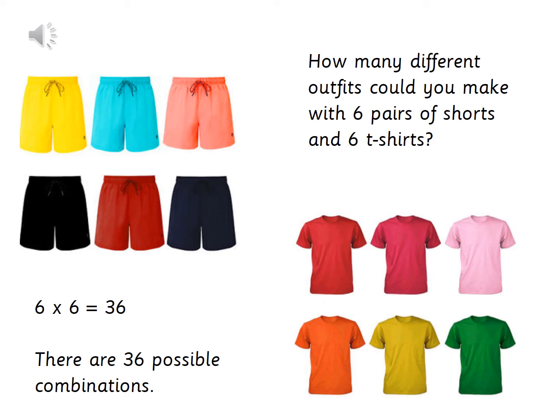You can do that with the blue shorts. You could pair it with the red, the dark pink, the light pink, the orange t-shirt, the yellow, and the green. Do you see where we're going with this? Yes, all the shorts could be paired 6 times, 6 different ways. Therefore, the calculation we need to perform is 6 times 6, which we all know equals 36. Therefore, there are 36 possible combinations.